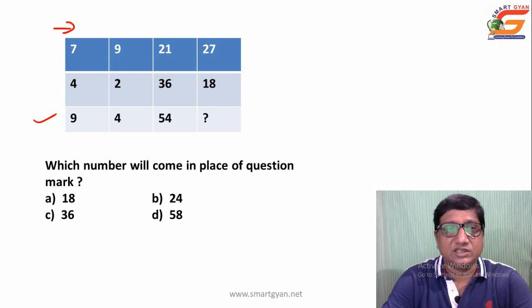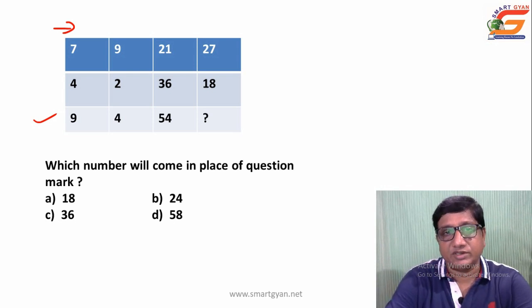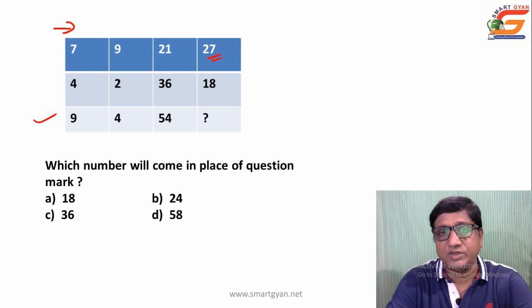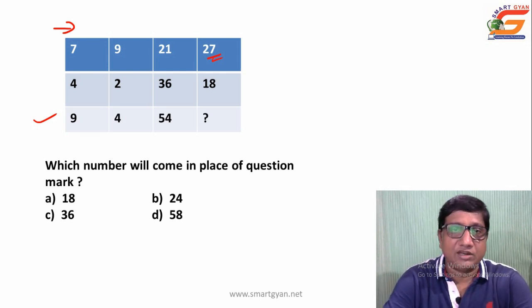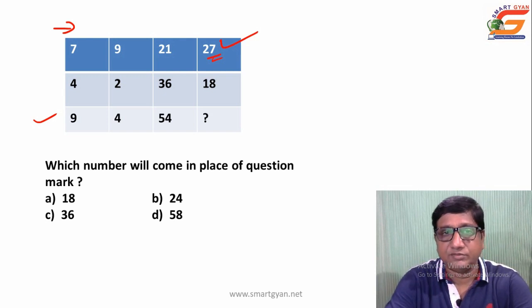Row wise 7, 9, 21, 27. Is there any relationship? As this is 27, the greatest figure in this row, it seems to be the resultant figure. Yes, then how can you obtain 27 by operating these 3 figures? Think of any way.